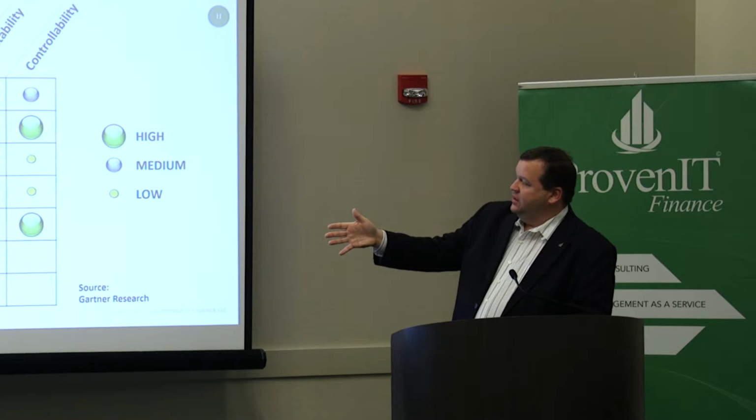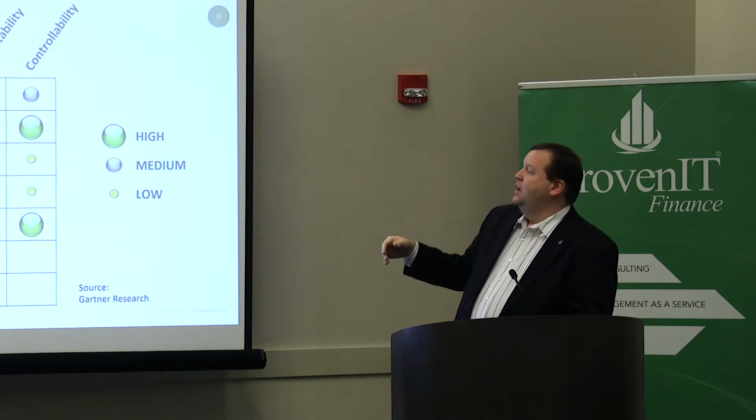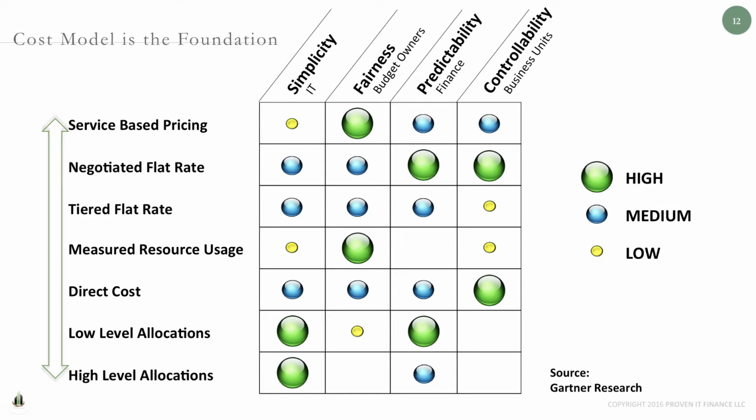So Gartner went through and they said, okay, based on these methodologies, how well does each methodology actually address these emotions? And if it's green, it does it really well. If it's blue, it does okay. If it's yellow, it's not so great. If it's blank, it obviously sucks.